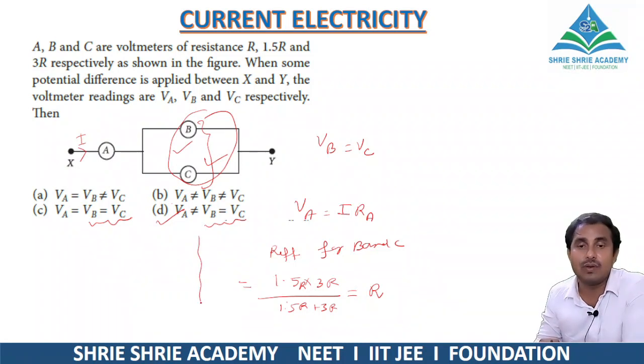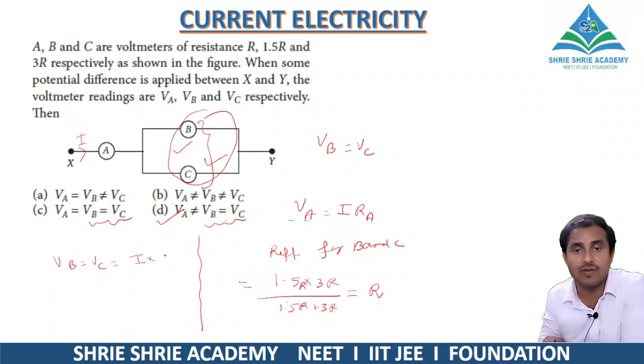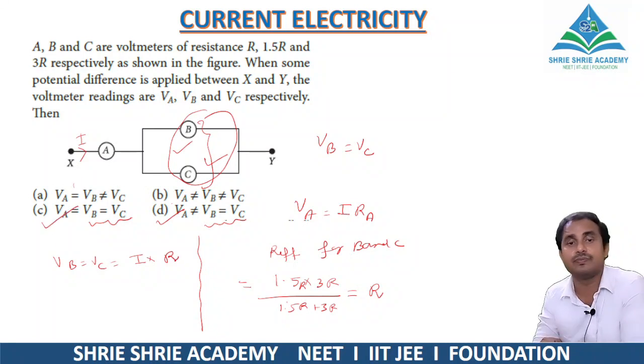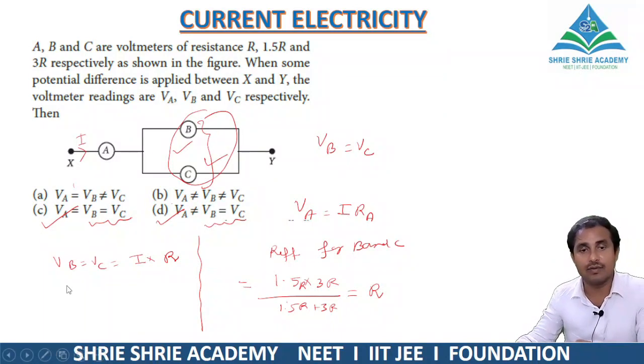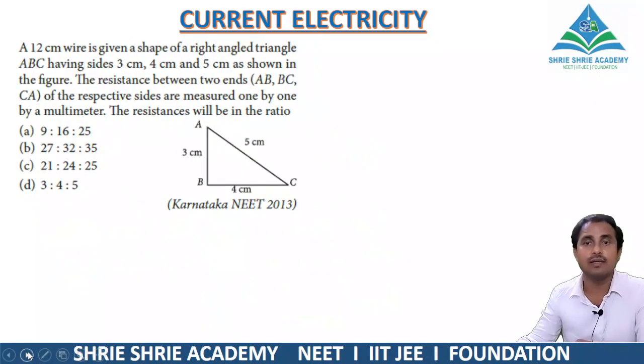Then you write voltage across B or voltage across C is equal to total current into their effective resistance R. So that third option will be correct in this condition. I hope it is clear for you. Next one, let us see.